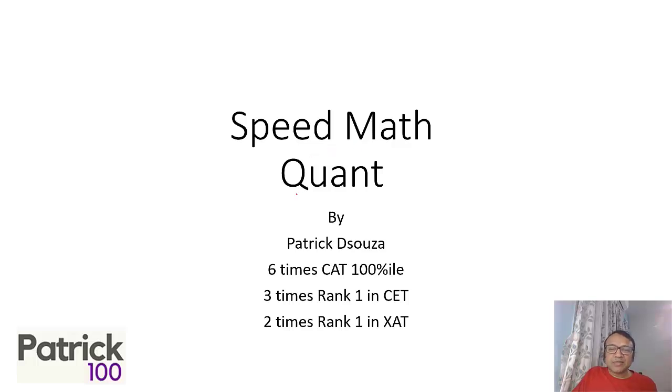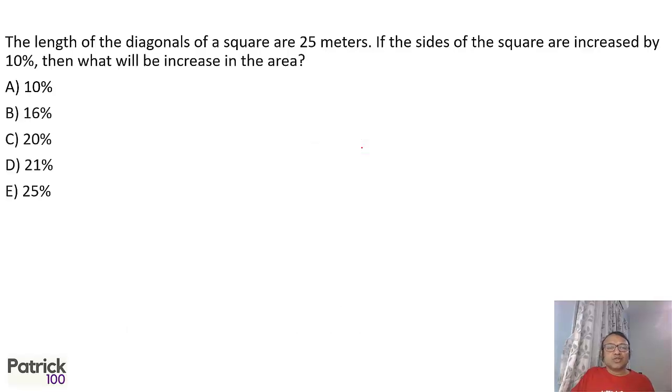Hi, so we're looking at sums in quant, which is called speed math. It comes in exams where maths has to be solved fast, so speed-based examinations. The length of a diagonal of a square is 25 meters. If the size of the square is increased by 10%, what will be the increase in area?